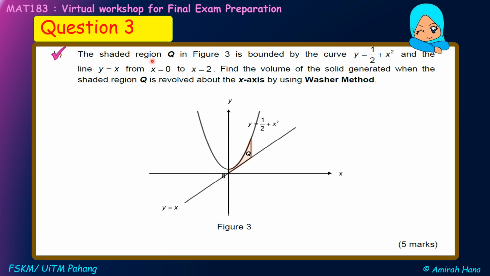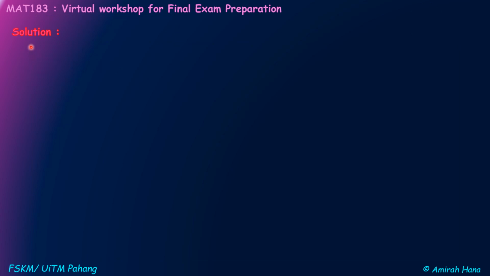3D. The shaded region Q here in figure 3 is bounded by the curve y equals to half plus x squared. So, this is the curve. And the line y equals to x. Okay, this is the line y equals to x, from x equals to 0 to x equals to 2. Find the volume of the solid generated when the shaded region Q is revolved about the x-axis, by using washer method, right? Okay, let us discuss the solution.